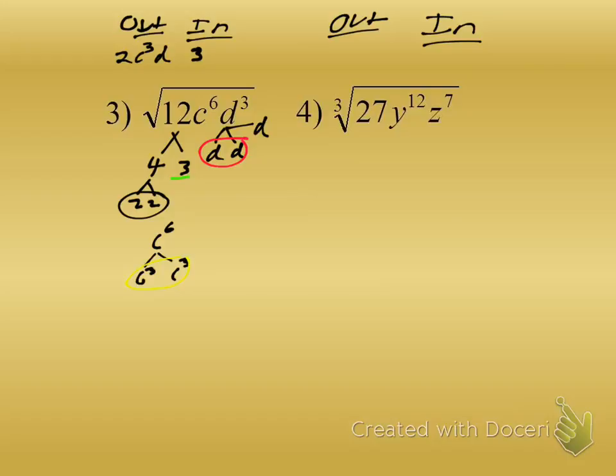1. So where this gets a little confusing is whenever your variables come out with the same index as what they're left in, or same exponent. But if you split them off like that, it makes them make sense. So then the answer to 3 is 2 C cubed D square root 3D.